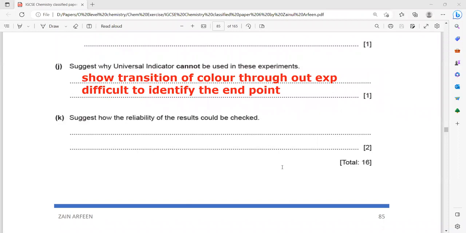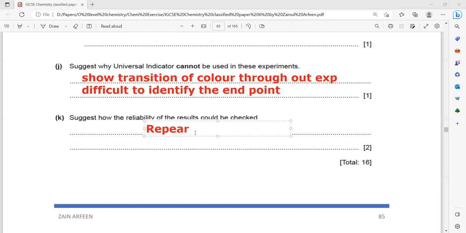Suggest how the reliability of a result could be checked. How can we make sure that the experiment which we carried out is reliable? Whenever you want to check the reliability of the results, repeat the experiment and spot any anomalous results which are not in the range of other results. So repeat the experiment, and you can even mention repeat the experiment until the values are concordant. Values are concordant means, for example, they are in the range of 0.2 more or 0.2 less.